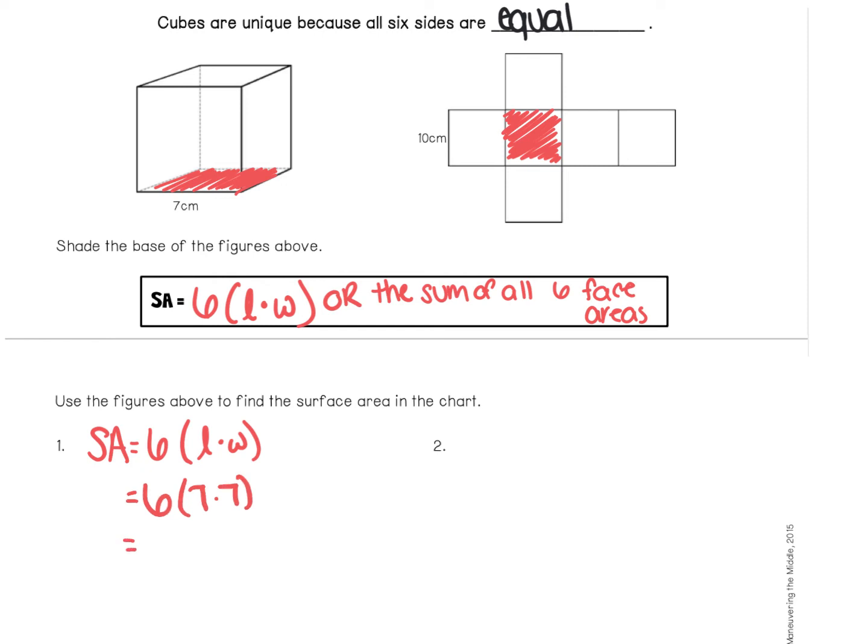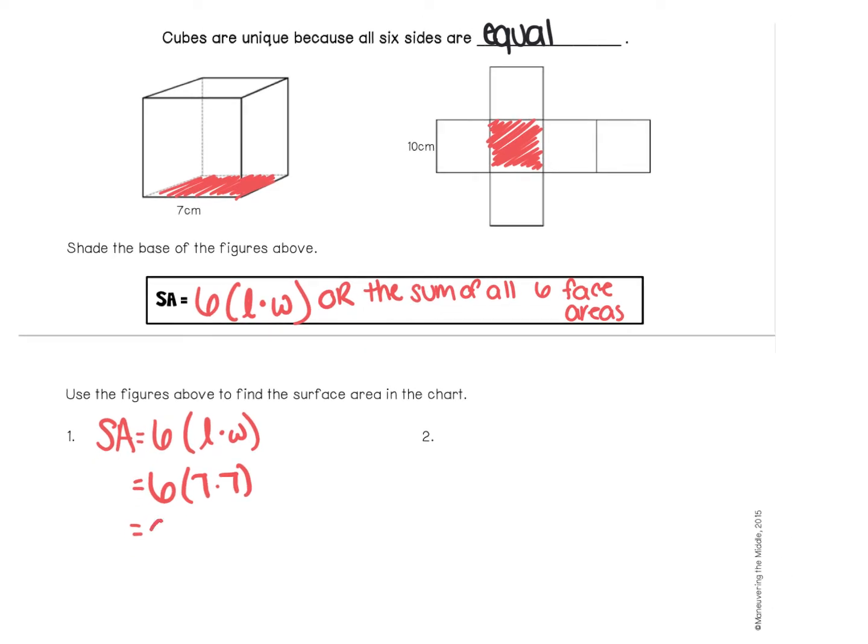And you can either use mental math or a calculator on this one. 7 times 7 is 49. Anyone know 49 times 6? If not, use your calculator. 294. And when I go to put a label on this, we're going to call it centimeters squared.